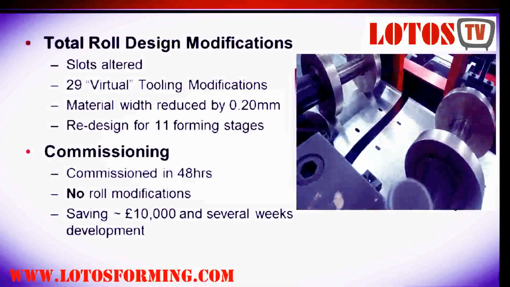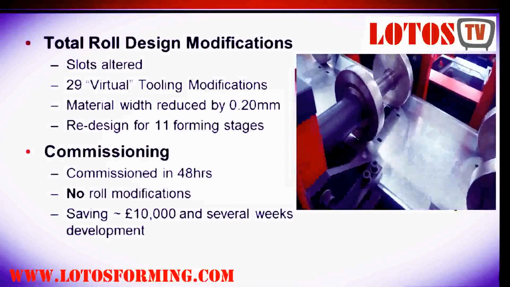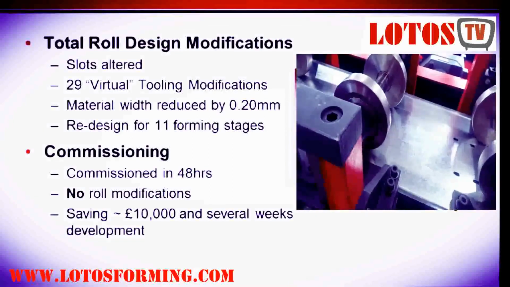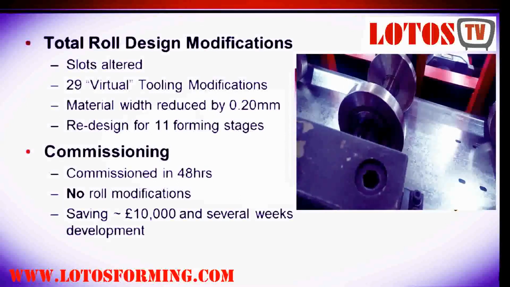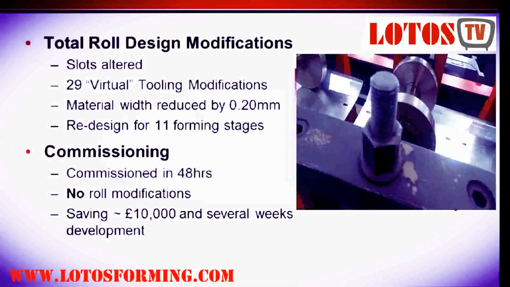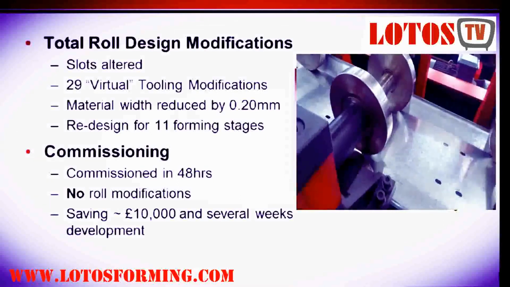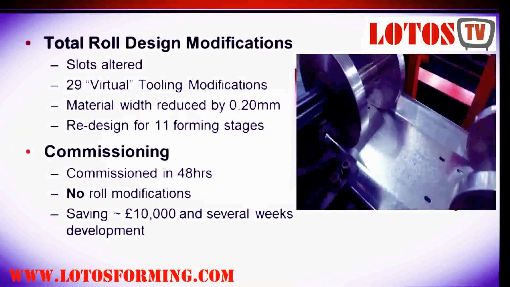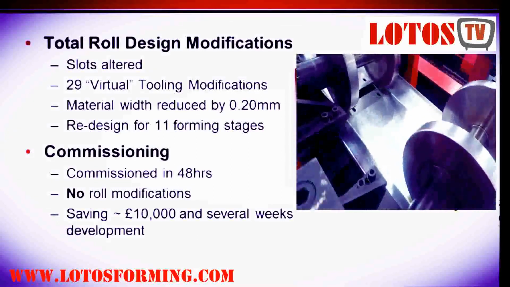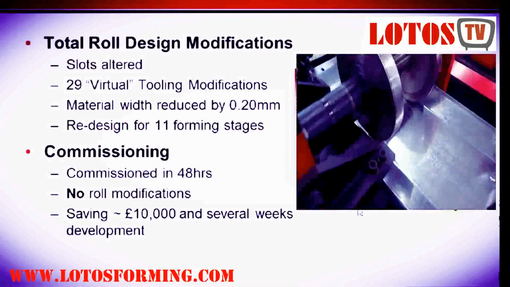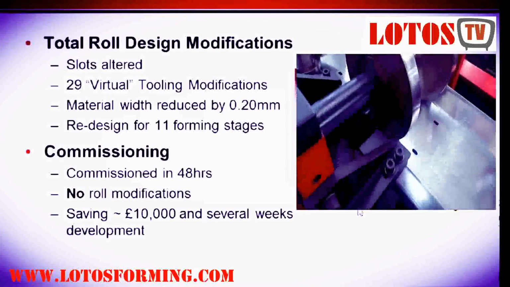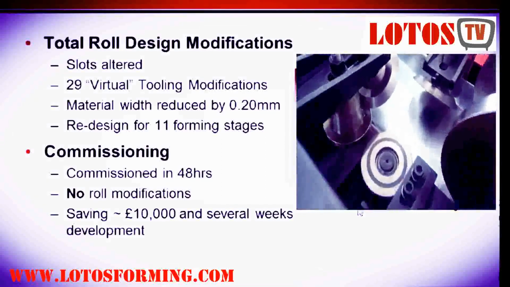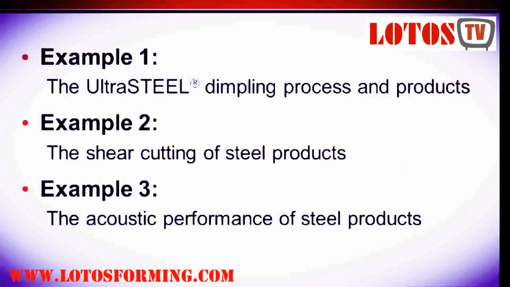When the tooling was manufactured, the product was commissioned 48 hours after the product was set. There were no modifications to the tooling, and we estimate that there was a saving of at least £10,000 and quite a few weeks of development. This particular product had a grade A rating as well from our customer. So as a case study, it's a very good example of how simulation can support the designer in the roll tooling design process. I'm now going to hand over to Bas.